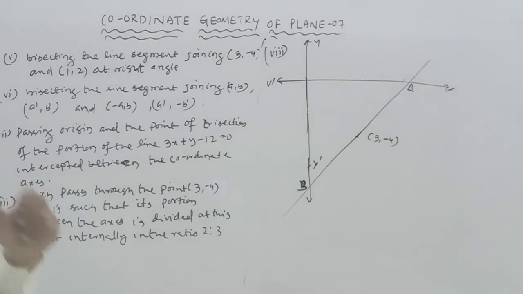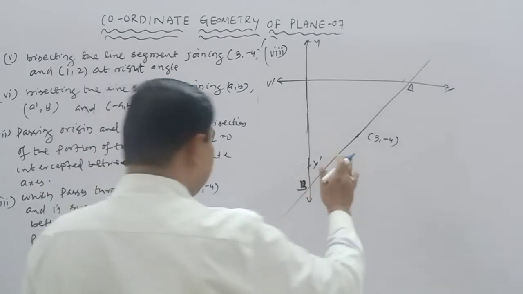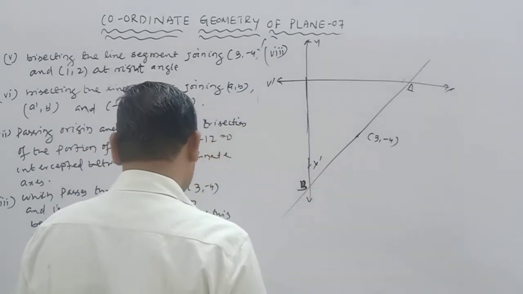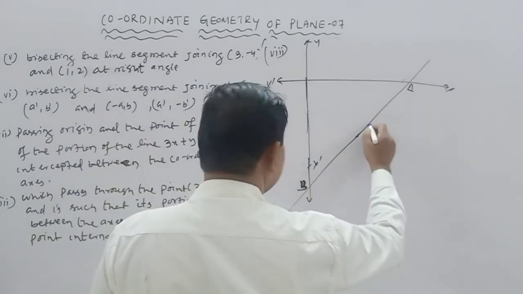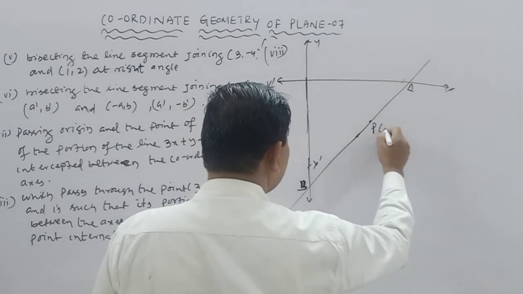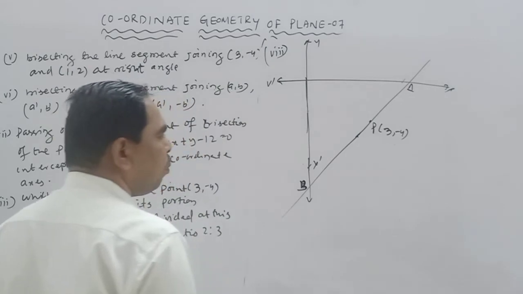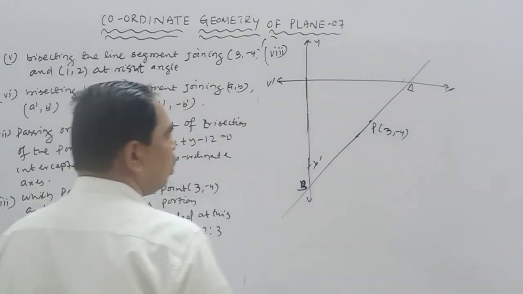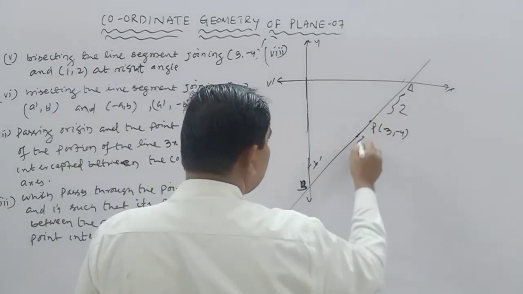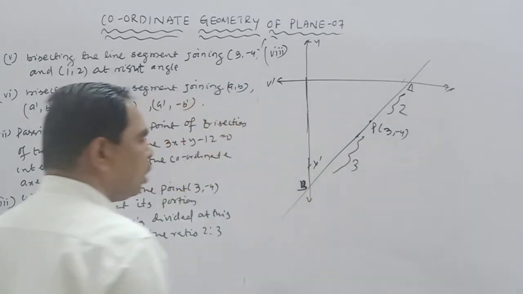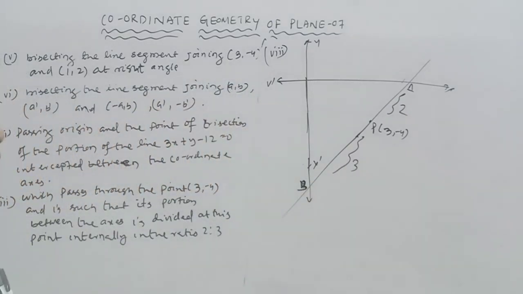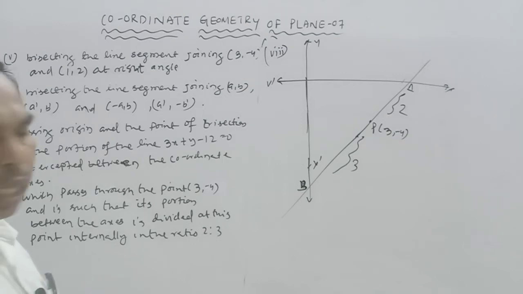Okay, and the point P divides AB in the ratio 2:3 internally. Then find the coordinates of A and B, and then find the equation of the line AB.